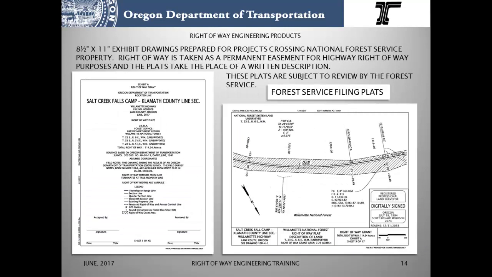So Forest Service plats, similar to the BLM plats, they're 8.5 by 11 exhibit drawings, and we prepare those when our highway crosses National Forest System property. The right-of-way again is taken as a permanent easement for highway right-of-way purposes as opposed to fee, and the plats take the place of the written description. These plats are subject to review by the Forest Service.